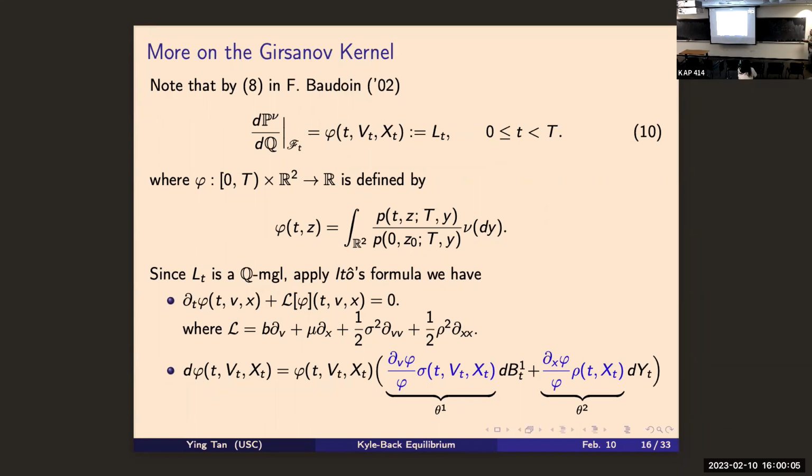Here, once we have the distribution nu, we can write down the Radon-Nikodym derivative by the theorem, and then we can apply Ito's formula to get the following two properties. First, the Radon-Nikodym derivative, this phi, will satisfy this PDE, this equation, and it will also satisfy this differential equation. If we denote those two parts by θ1, θ2, we observe that those are the Gaussian kernels.